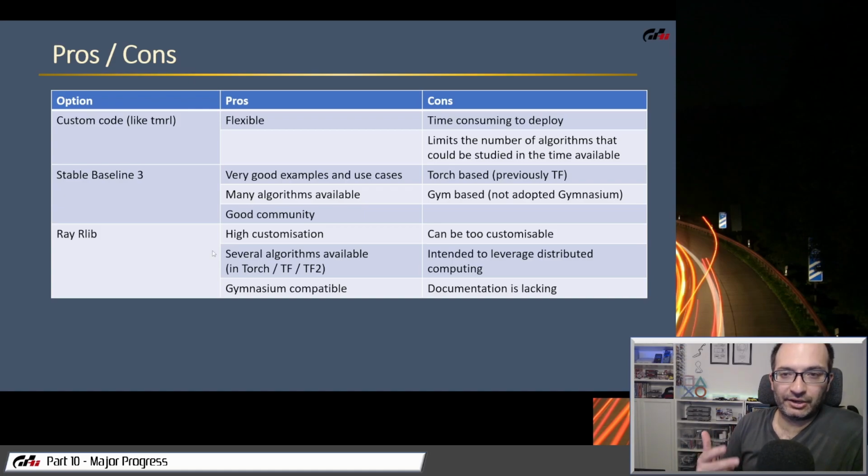Third is this Ray RLlib reinforcement learning library. It has a lot of customization. It's built in such a way that it works with Torch, TensorFlow 1, TensorFlow 2, which means you can exploit the eager mode for evaluation. It's compatible with Gymnasium, so the latest version, and other environments.